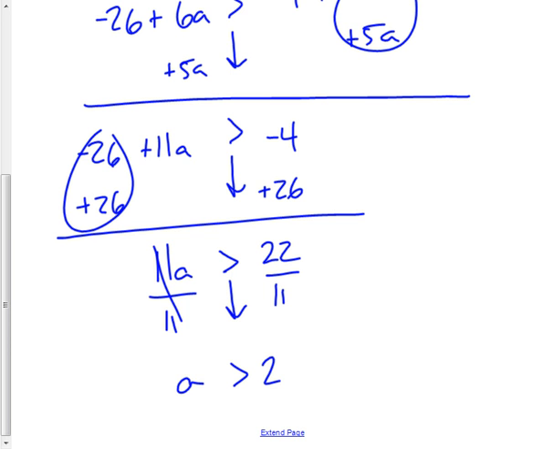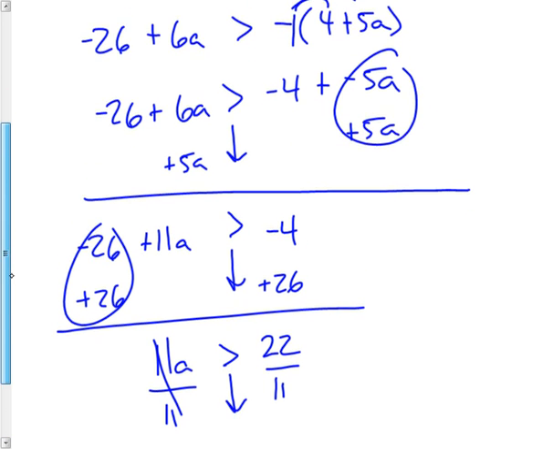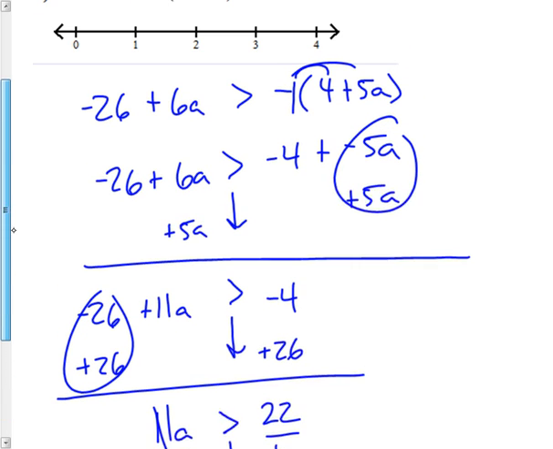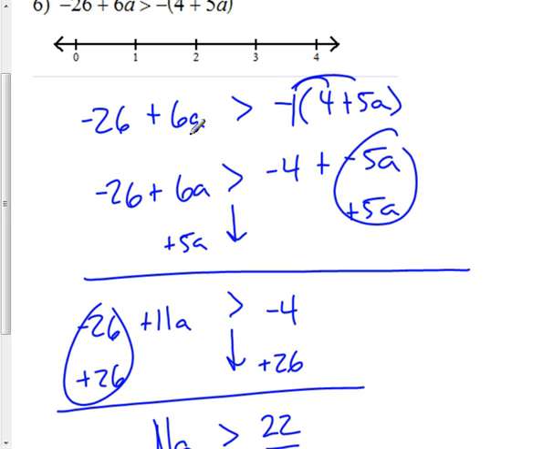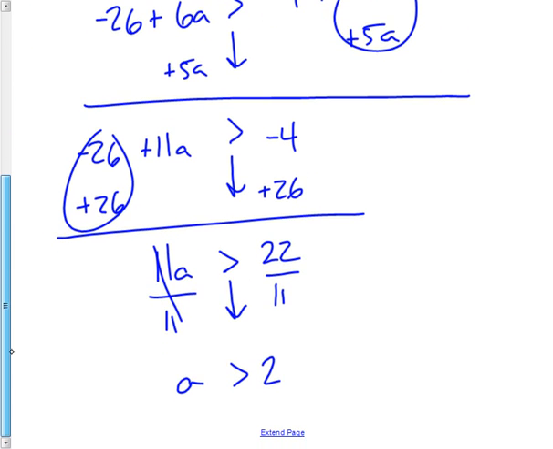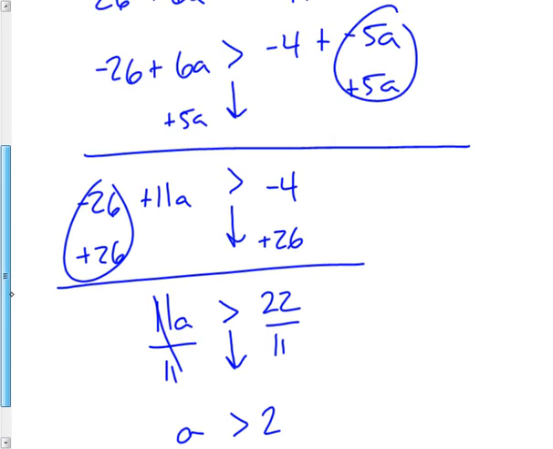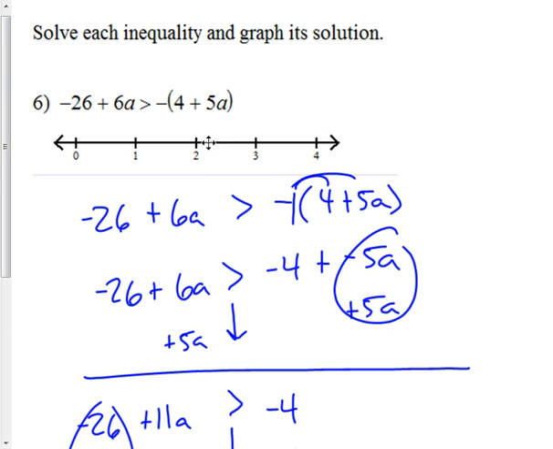So again, if you set it up like this and move it the correct way, you won't have to flip your sign in the end. However, if you decided you want to get rid of the positive 6a, then you would have had a negative 11a over here, and we would have been dividing by a negative, which would have caused you to flip it. So a is greater than 2. We're not going to include 2 because it's just greater than, so greater than 2 is going to go this way.